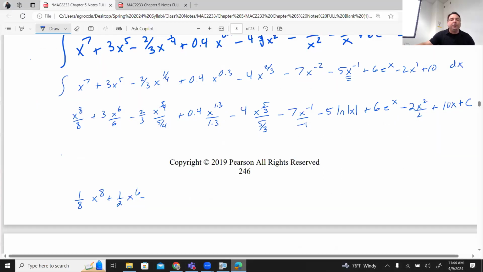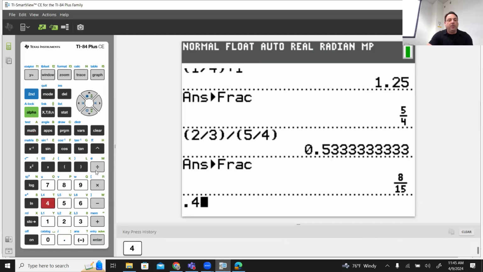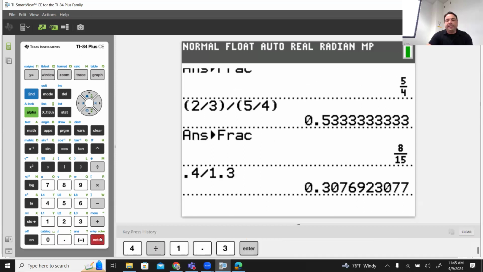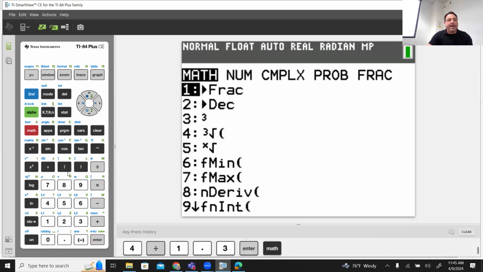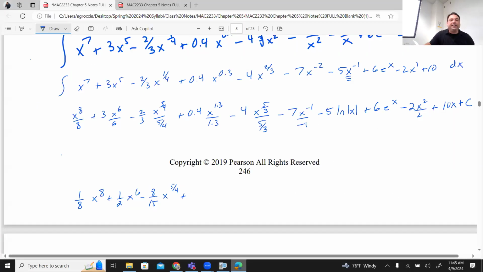So again, your issue may not be anything to do with calculus. It could be issues with fractions. So that's 8 over 15 x to the 5/4, plus 0.4 divided by 1.3. That gives you that weird number, but if we do math fraction, we get 4 over 13. Again, this is not meant to be more work. This is meant to be simplified. That means it looks simpler when we're done.